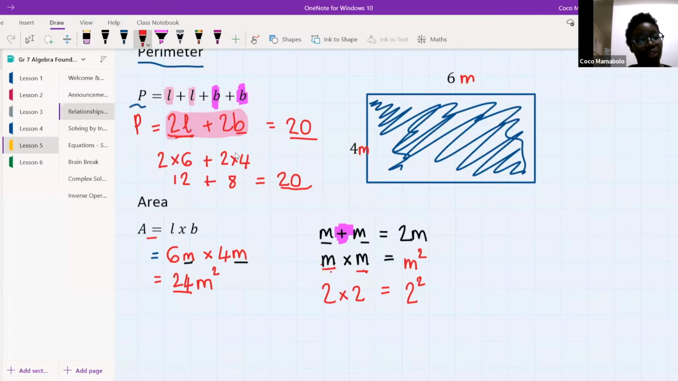We need to make sure that we are, oh, Jaden, I'm sorry about that. Okay, we need to make sure that we're multiplying the meter times the meter.